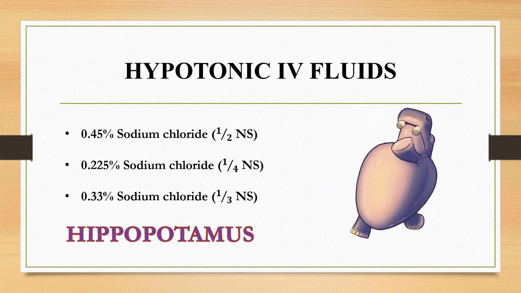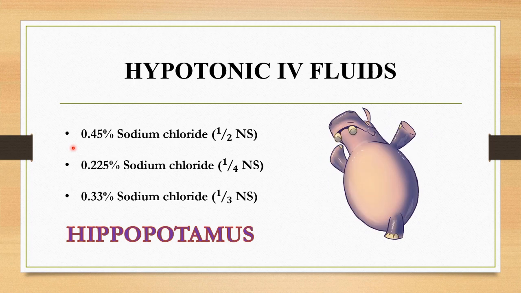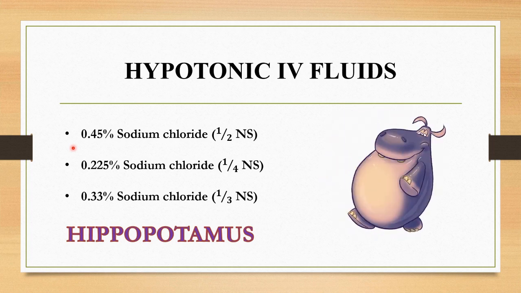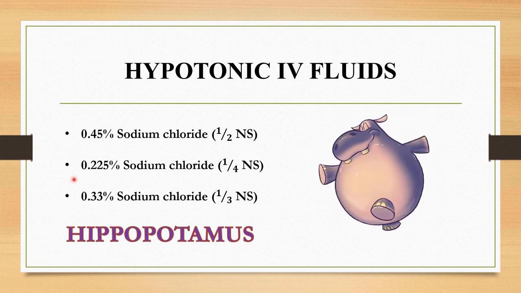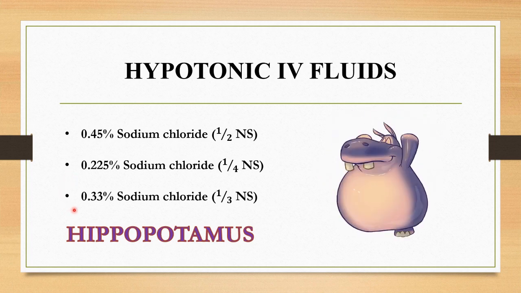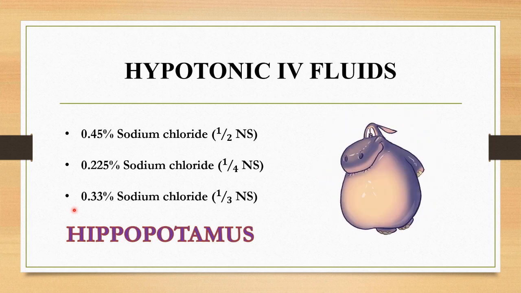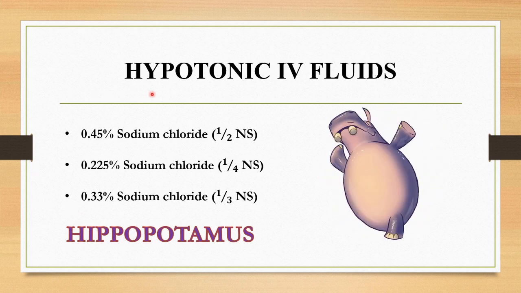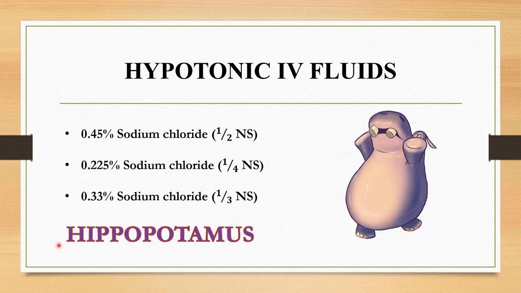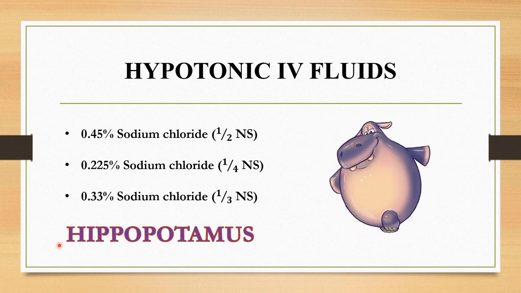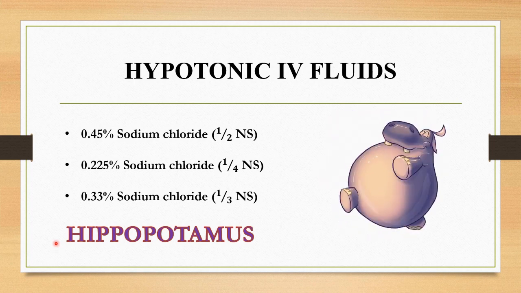Here are some examples of hypotonic IV fluids. 0.45% sodium chloride, that is half NS, 0.225% sodium chloride, that is 1/4 NS, and 0.33% sodium chloride, that is 1/3 NS. Hypotonic, that means less concentration comparing to the blood. So the fluid will move inside the cell and cause the cell to swell. So just remember, hypotonic IV fluids means hippopotamus.